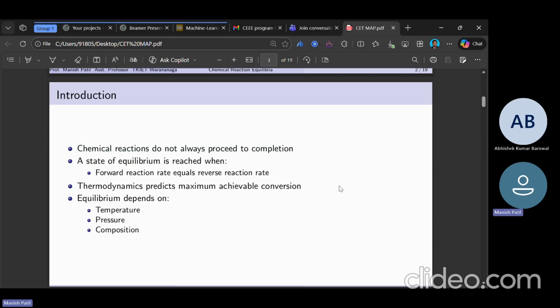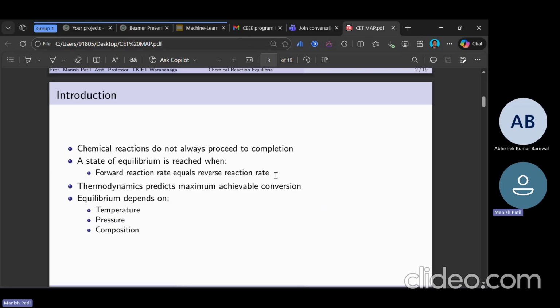So in the introduction, I'm going to discuss the fundamental question: many students think chemical reactions go to completion, but they rarely do. This isn't true in most cases. Chemical reactions do not always proceed to completion. The state of equilibrium is reached when the rate of the forward reaction equals the rate of the reverse reaction. So there would be a certain equilibrium.